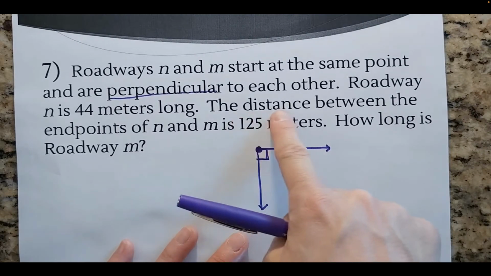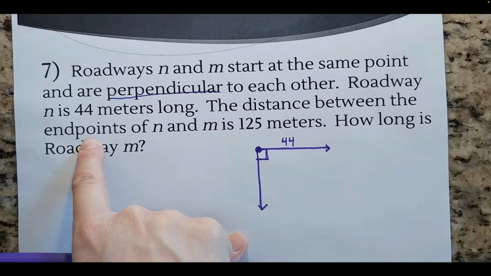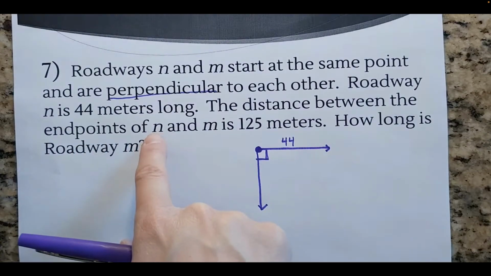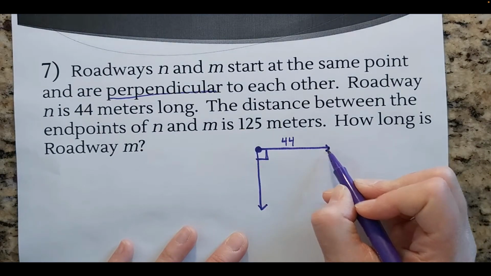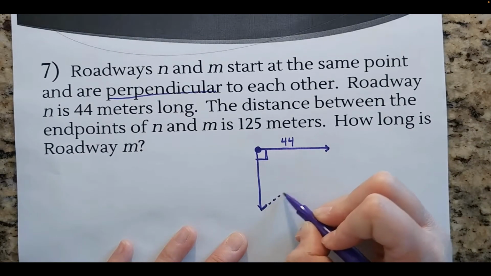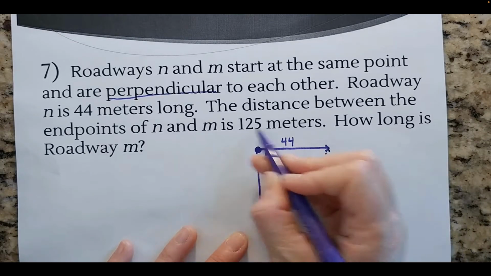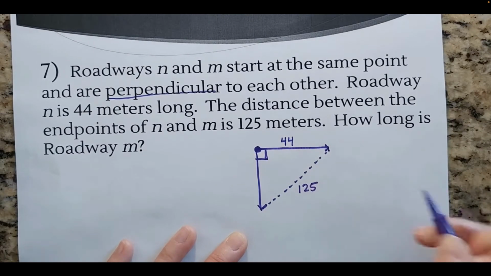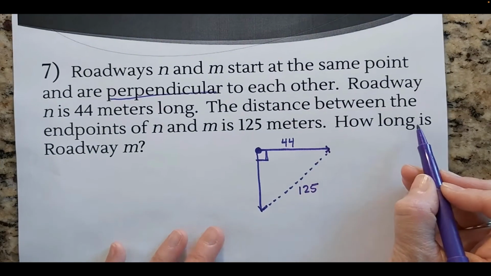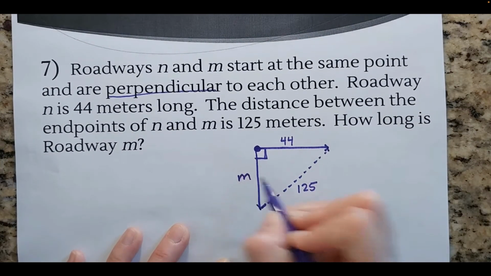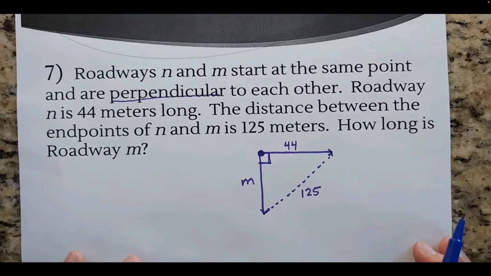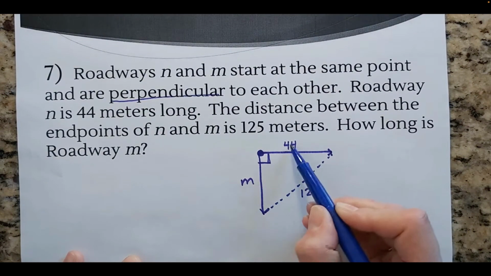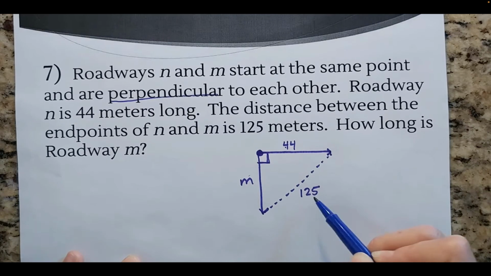It says the distance between the endpoints, so the end of the road, the endpoints N and M is 125 meters. So if this is the end of this road and this is the end of this road, the distance between them is 125 meters. And we're asked, how long is roadway M? Remember, this was M. Now, once we have a picture, we can say, oh, now I know how to solve that. That's pretty easy. It's just a triangle. So here we have our A and B, and then this is our C, our hypotenuse.